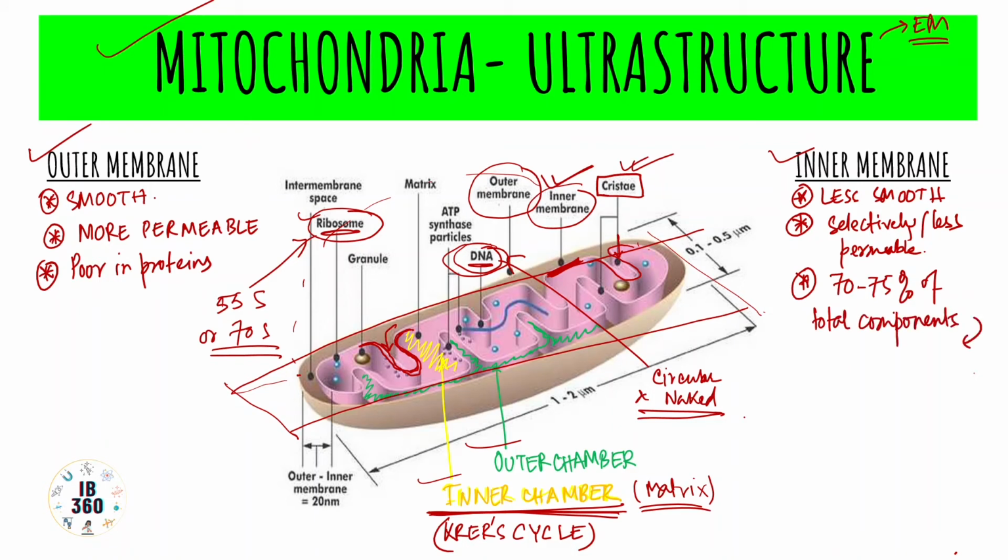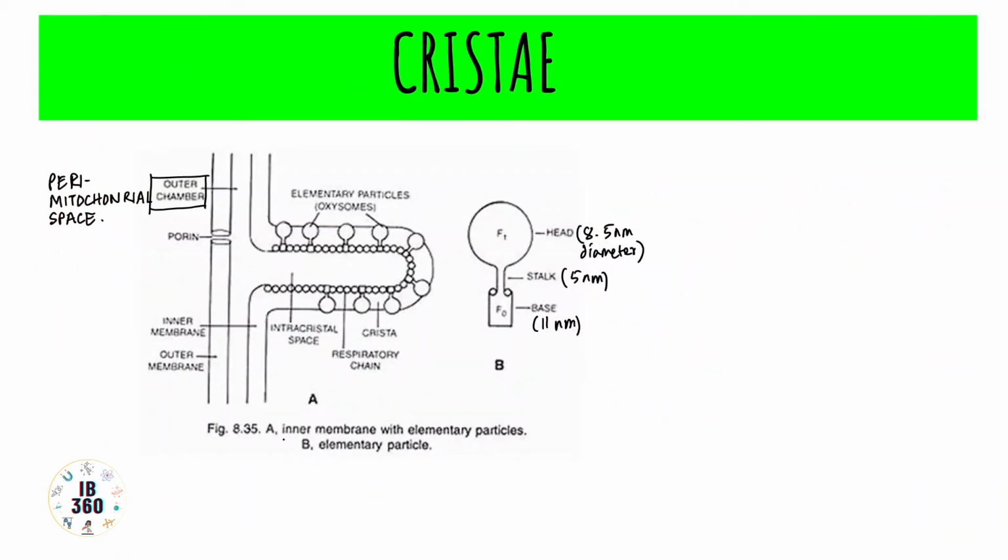Another important thing which you will see in the next diagram is the presence of porins in the outer membrane. Porins are minute pores, and they are actually protein channels. They facilitate entry of substances into the outer chamber from the cytoplasm. As I was talking about cristae, they are meant for increasing the physiologically active area of the inner membrane.